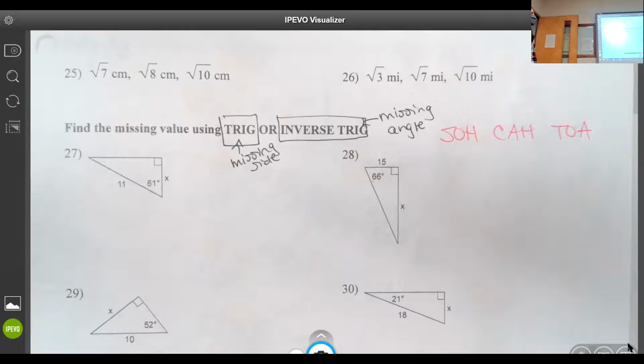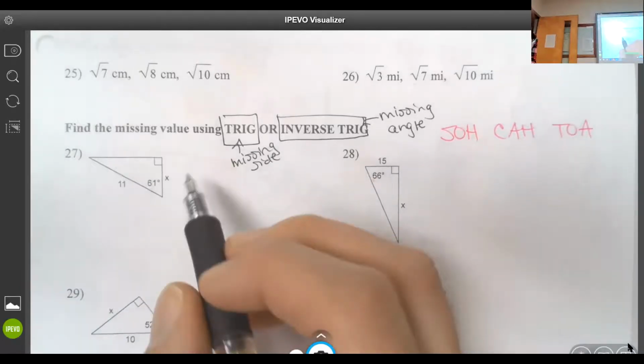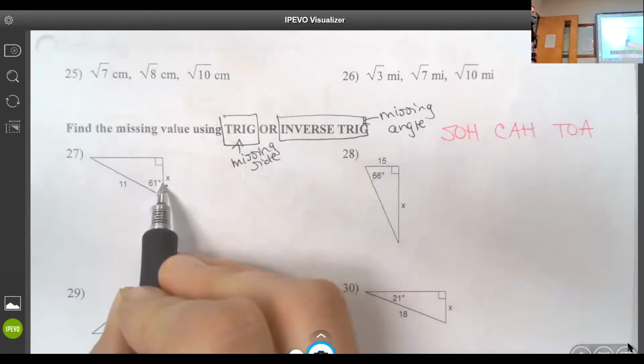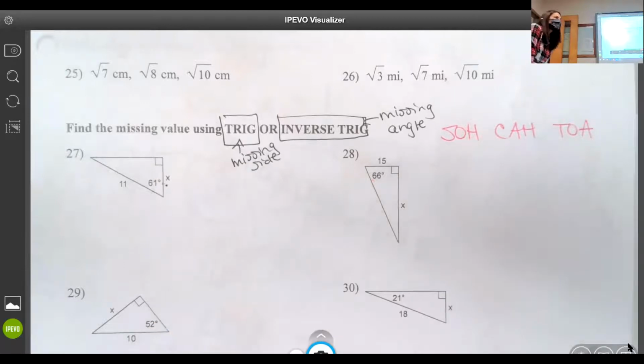So on 27, would I use trig or inverse trig? Regular trig or inverse trig on 27? What am I missing? X is a missing side. So I'm missing a side. I should be using regular trig. Okay.